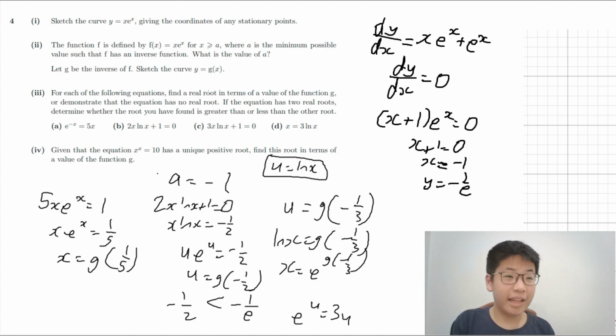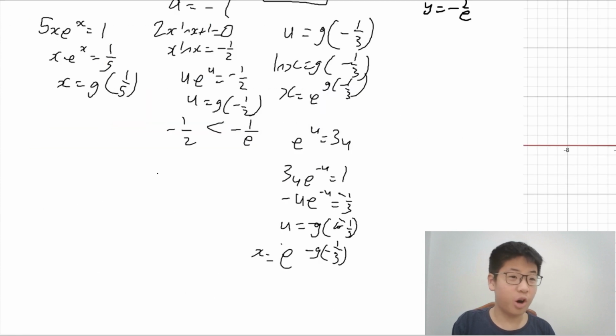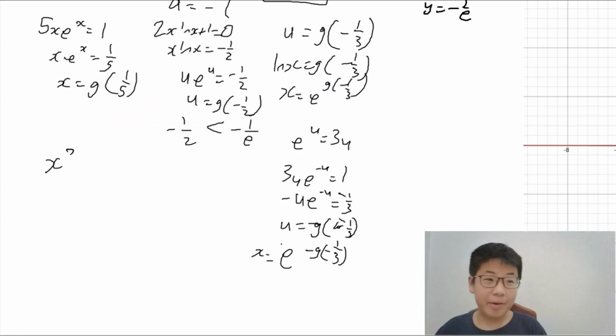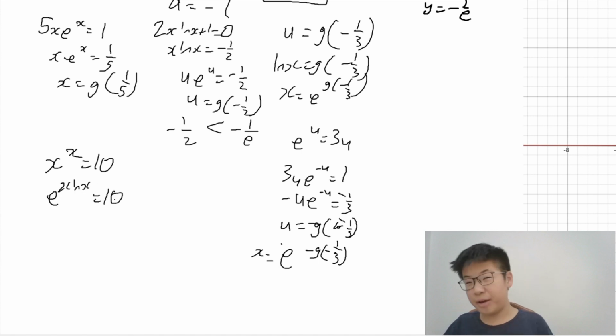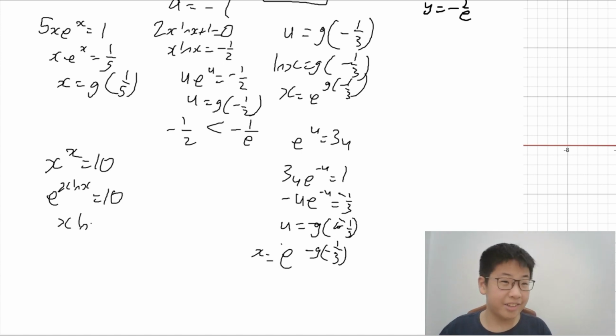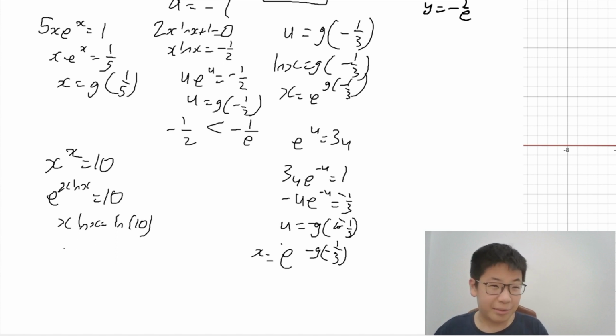Given that the equation x to the power of x equals 10 has a unique positive root, find this root in terms of a value of the function g. How are we going to use the function g here? This is how I first discovered what in maths is known as the Lambert W function, and what in this question is called the g function. First, we rewrite x to the power of x as e to the power of x ln x. Now you might be thinking, this will make the problem harder, not easier. Well, the reason we're doing this is that we get x ln x equals ln 10. Familiar or not? We use the substitution again.